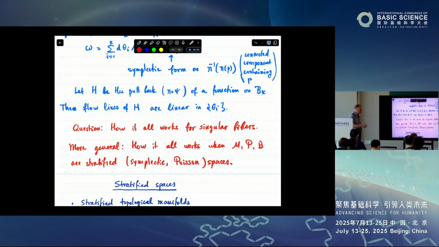The complicated nonlinear dynamics, if you succeed in these geometric constructions, then you don't have to solve differential equations. All you have to do is construct angle variables. So the question is how it all works for singular fibers, and more generally, how the superintegrability works when all three ingredients, the symplectic manifold M, the Poisson manifold P, and the base B, are not manifolds but stratified spaces. Respectively symplectic, Poisson, and since the Poisson structure on B is trivial, this is just a stratified space.